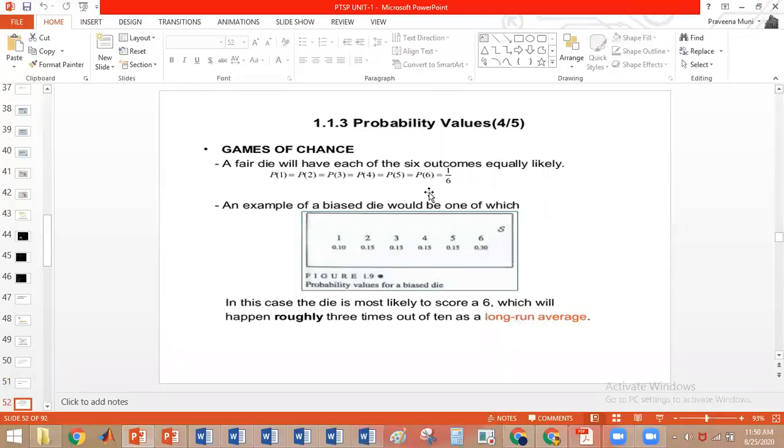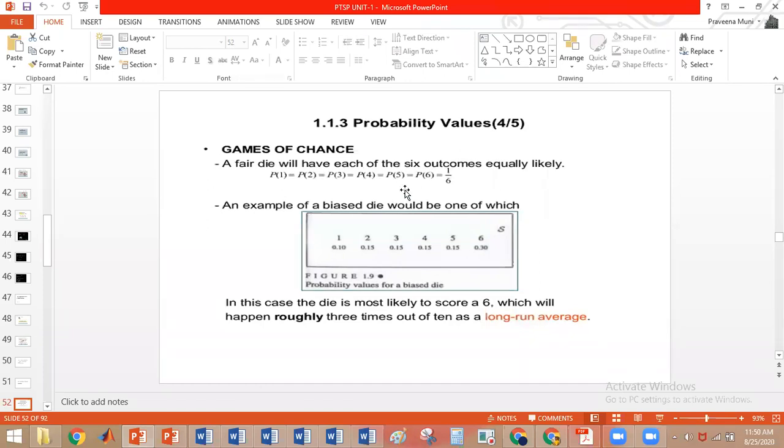When you throw a die, which is a six-sided die, each of the six outcomes is equally likely to occur. The possible outcomes are 1, 2, 3, 4, 5, 6, and each outcome will have the same identical probability. So P of 1, P of 2, P of 3, P of 4, P of 5, P of 6 all have the same identical probability, given as 1 by 6.